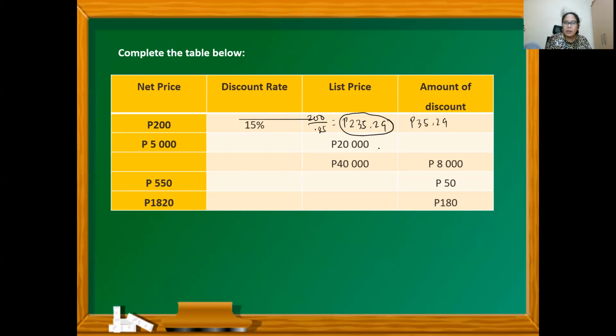Now, since we are asked to solve for the amount of discount for the second row and we are provided with the list price and the net price, the discount is obtained by working on the difference between LP and NP. Since we are asked to solve for the discount, we can work on the difference between the two, and the amount of discount is 15,000, and it's a huge discount.